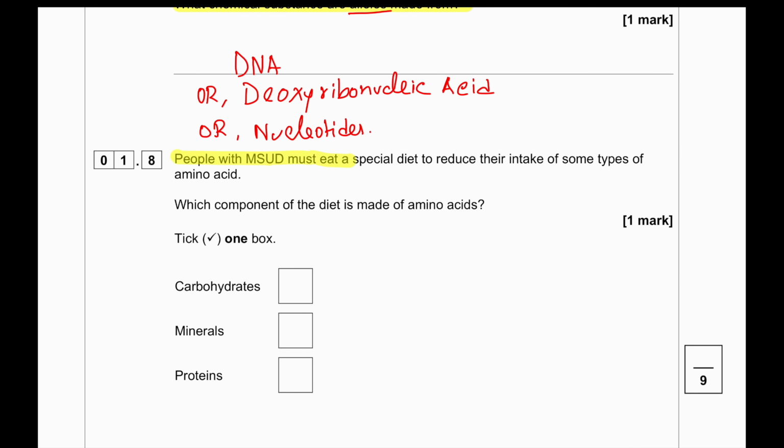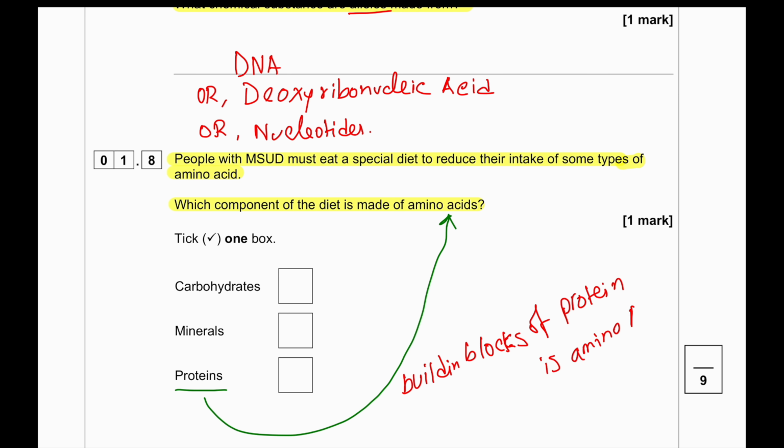People with MSUD must eat a special diet to reduce their intake of some types of amino acid. Which component of the diet is made of amino acids? Basically proteins, the building blocks of proteins are amino acids. So protein will be the answer. Let's see why the other options are not correct. Carbohydrates are typically made from glucose. And minerals are just minerals, they consist of some ions and do not consist of amino acids.